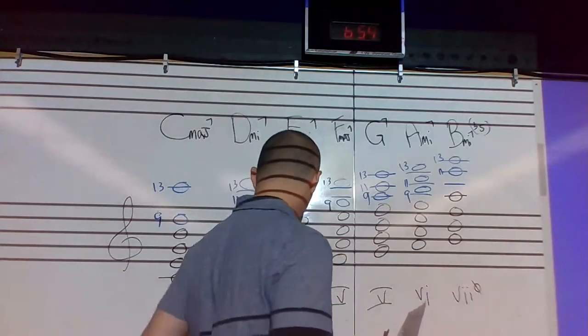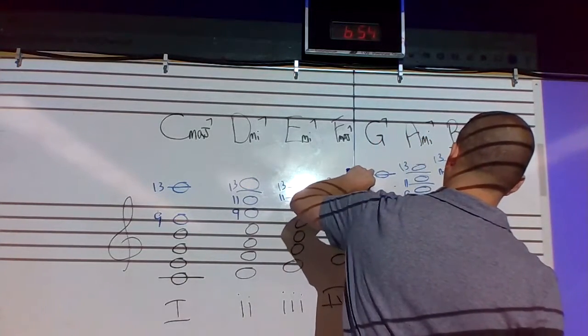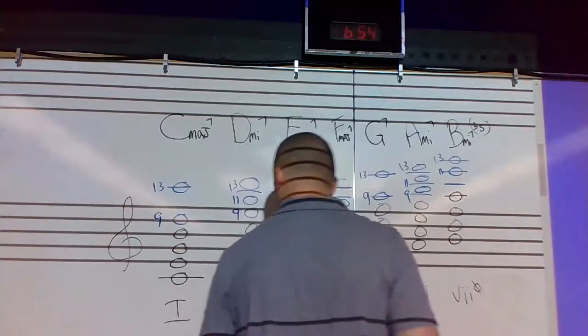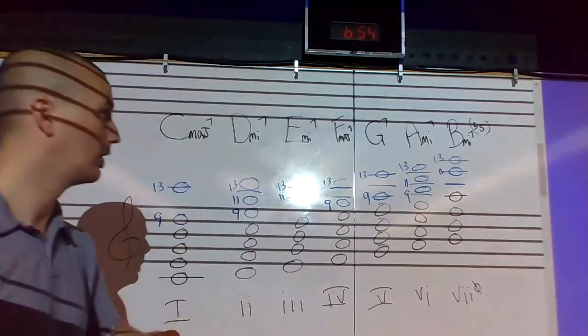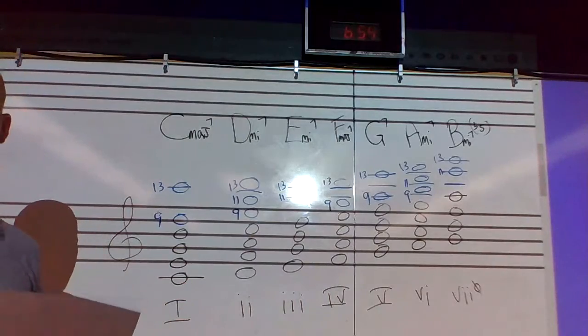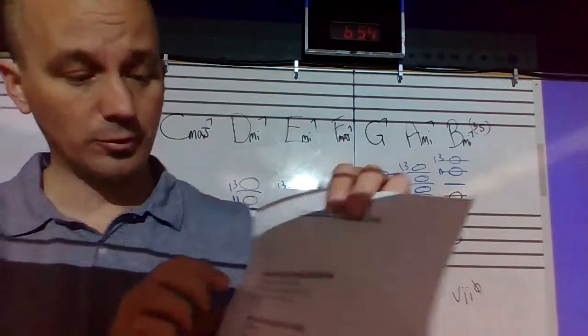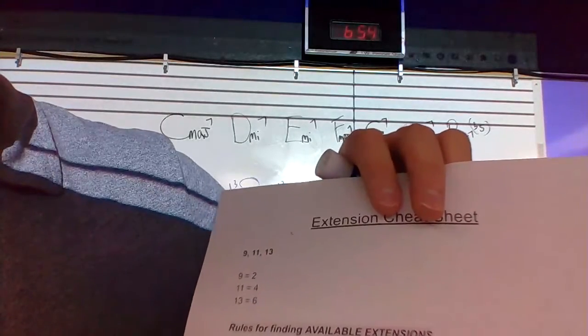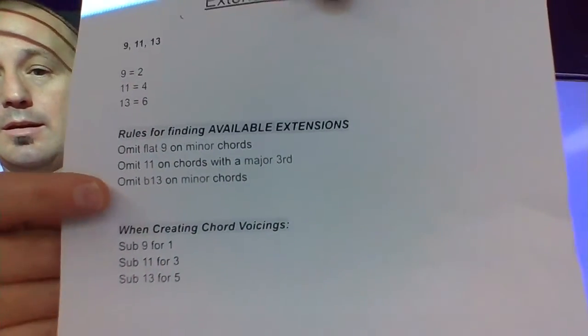The 5 chord cannot have an 11. Got to get rid of that. Okay. All right, all of the major chords now, we've gotten rid of the 11s in those major chords. And our final rule here, we have to omit the flat 13 on any minor chord. Okay.